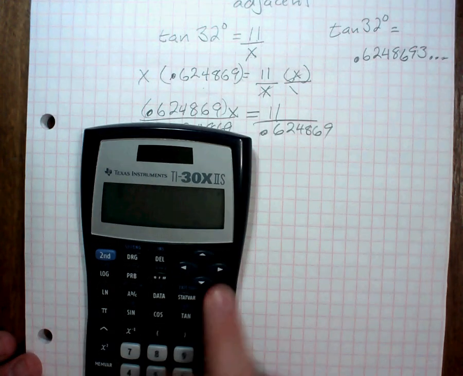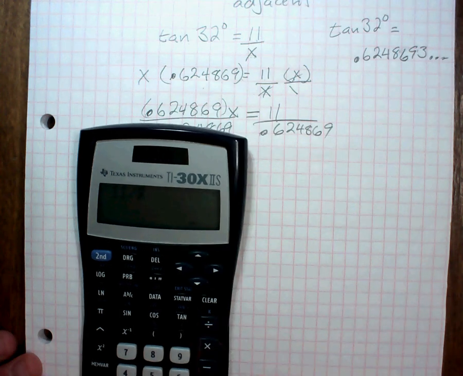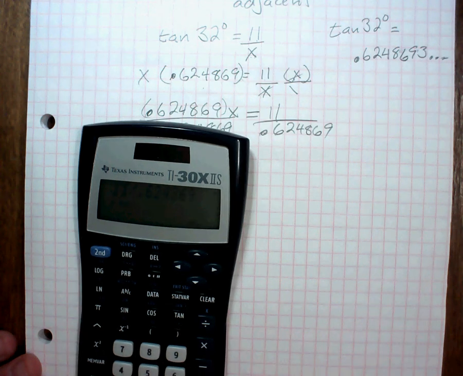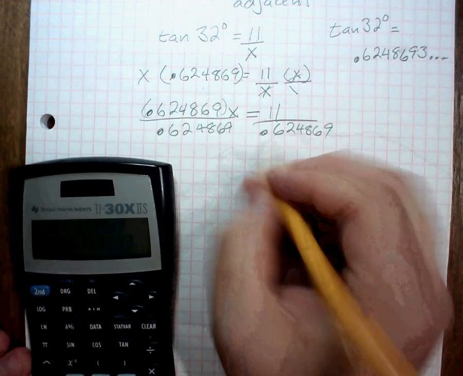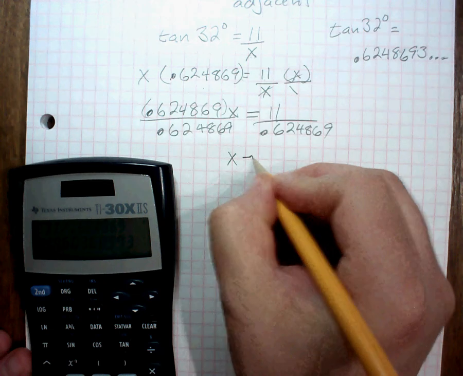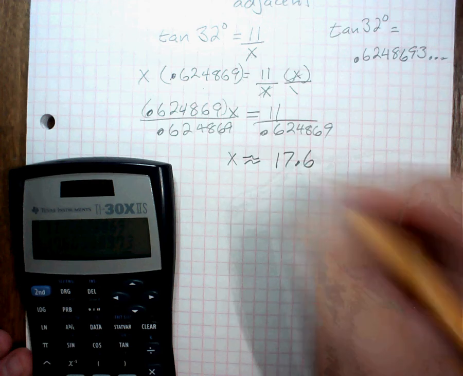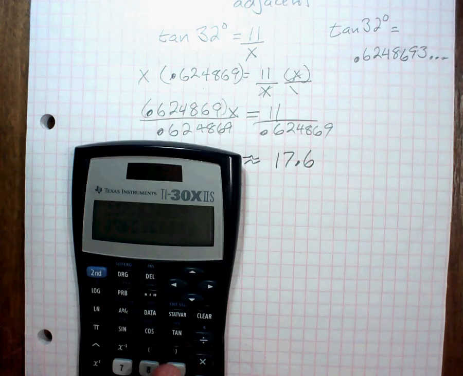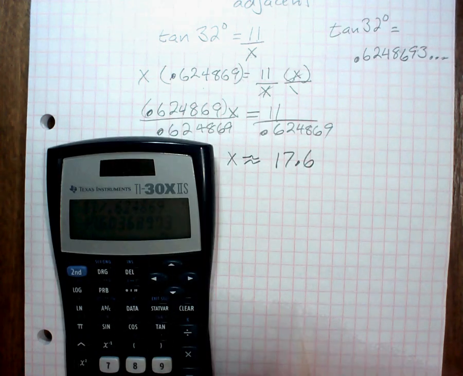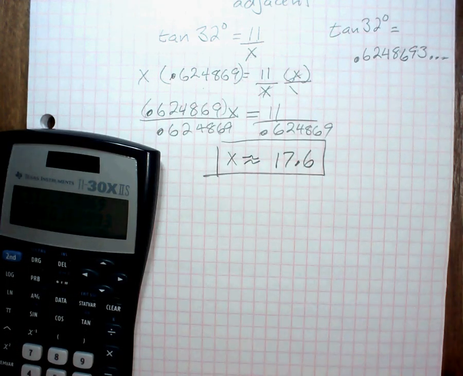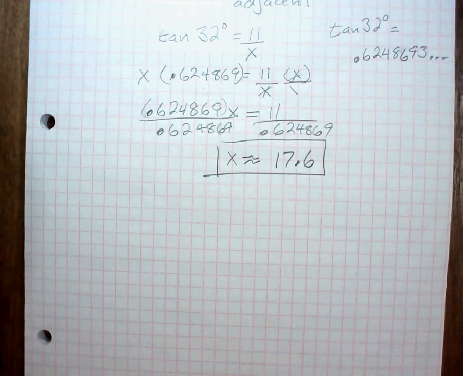Okay, so then I'm going to say, clear, 11 divided by 0.624869. And I get X is approximately 17.6. We're going to round to the nearest tenths. Okay? And we could just leave that like that. Does that make sense?